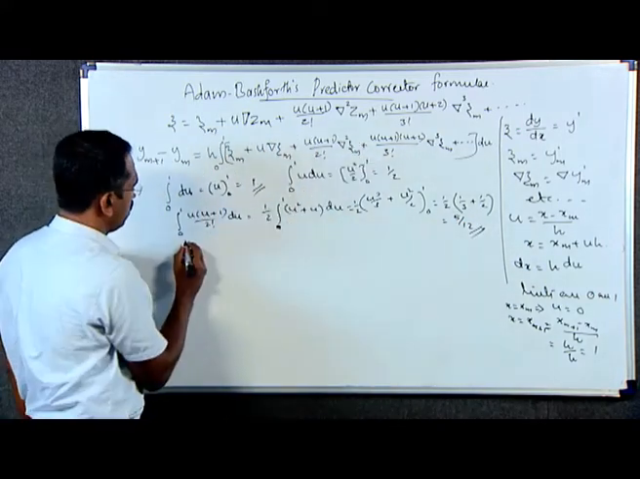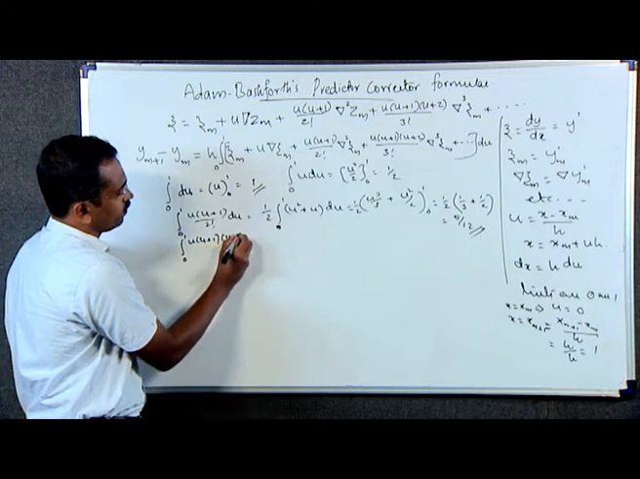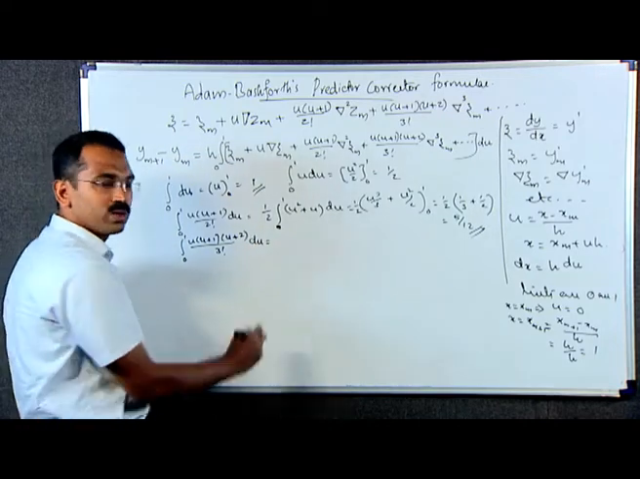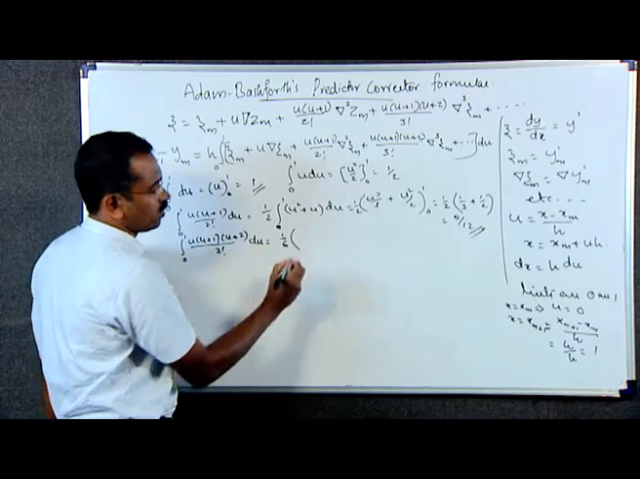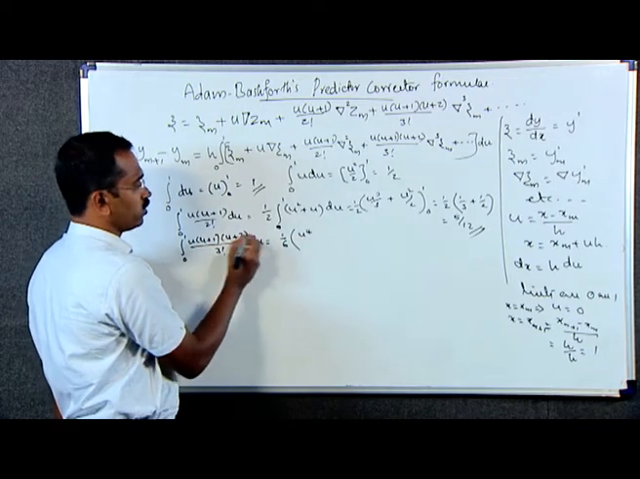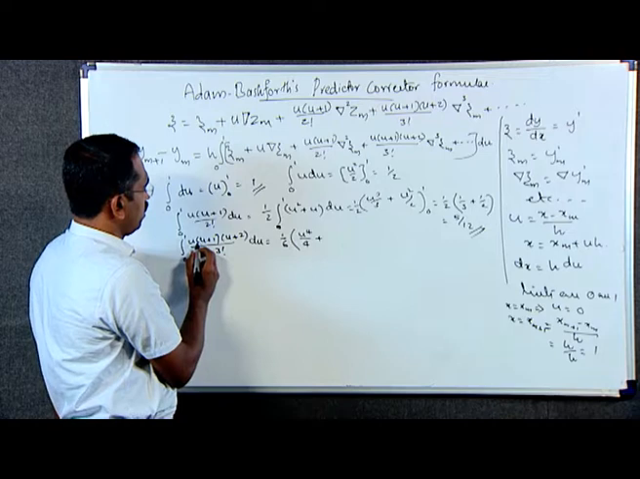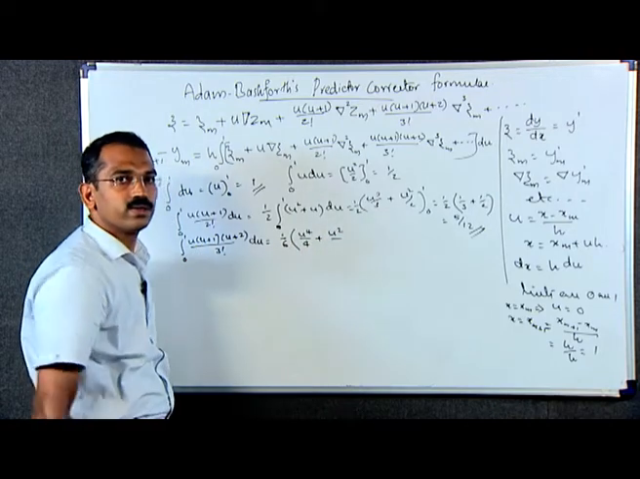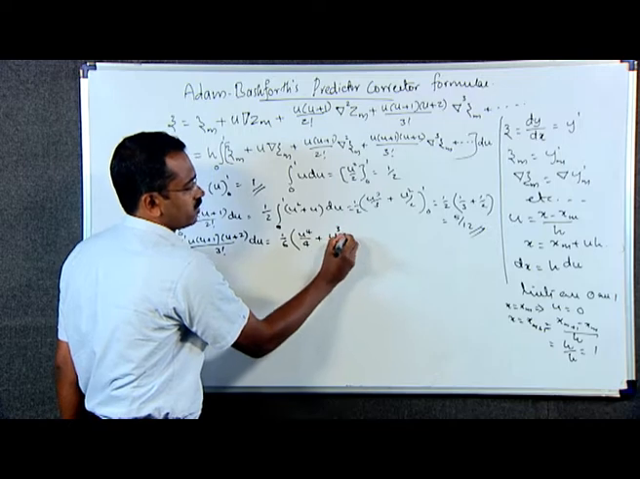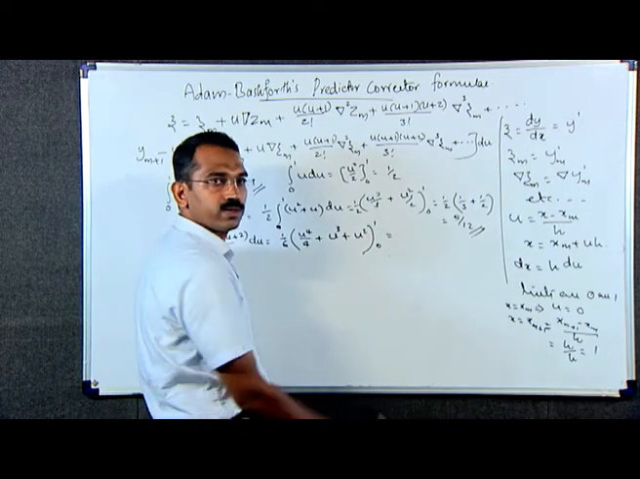Now, the next term is integral from 0 to 1 u into u plus 1 into u plus 2 divided by 3 factorial du, which is equal to 1 by 6 into, when we integrate, u raised to 4 divided by 4 plus u cube plus u square between the limits 0 and 1, which is equal to 3 by 8.